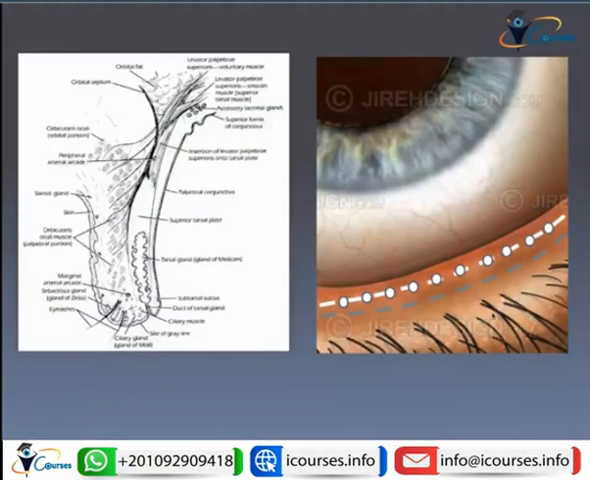You remember when we said that this is the gray line and this is the white line, and the white line is formed by the orifices of the meibomian glands. Here you can see this is the site of the gray line, just anterior to the meibomian gland, or tarsal gland, which opens into the lid margin by the white line, just posterior to the gray line.